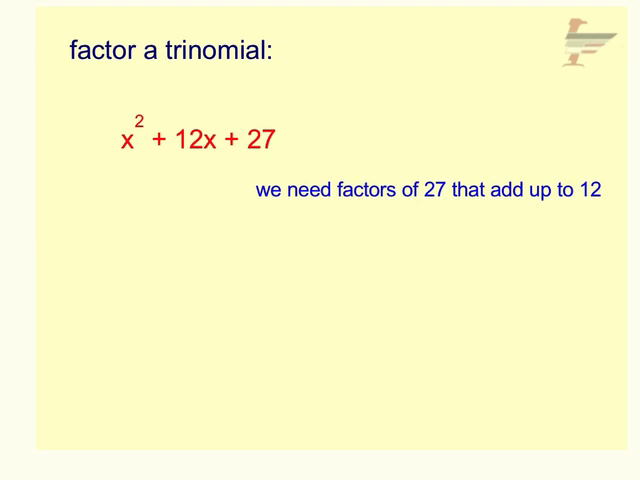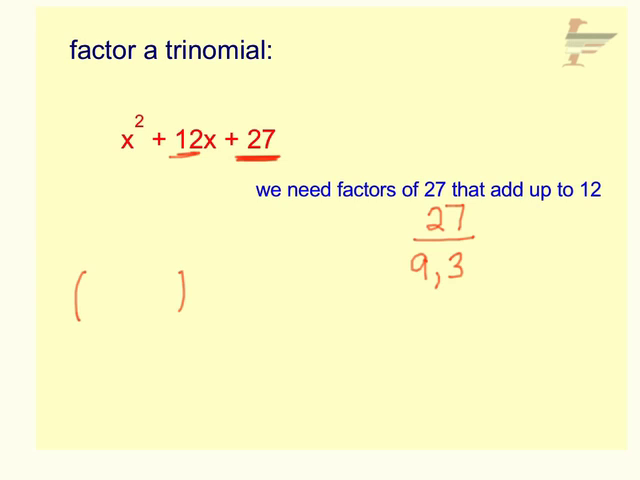Here we have what looks like a quadratic function in standard form. How we're going to factor this is you look for factors of this last number, 27, that will add up to 12. What multiplies to 27 but adds up to 12? Hopefully we're thinking, oh yeah, it could be a 9 and a 3, because 9 times 3 is 27 and 9 plus 3 is 12.